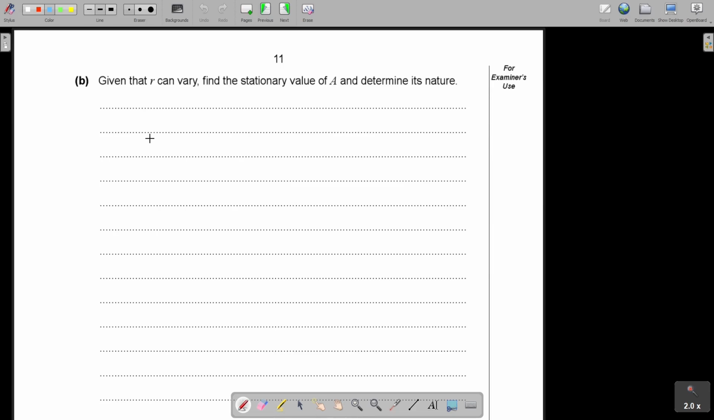Okay, so then I'm going to start. Given that r can vary, find the stationary values. Now, as soon as I see stationary values, there are almost keywords that take your mind to a topic. So stationary values, then I think differentiation. Find the stationary value of A and determine its nature.